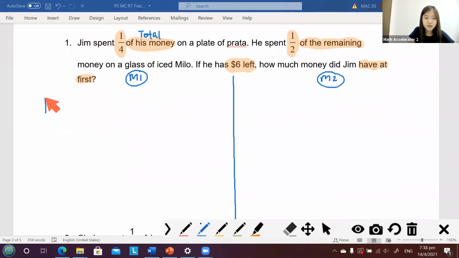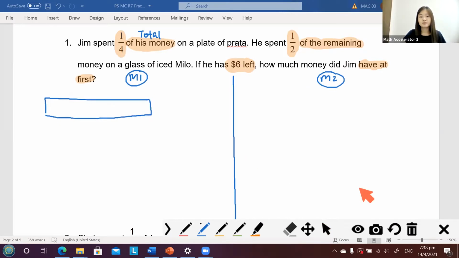So you draw the model first. We start with all his money. So start drawing a model. This is all his money. One quarter of his money was on the prata. Look at the denominator. This is his total, so we're going to cut the total into 4 parts, 4 units. So 1 out of the 4 is for the prata.